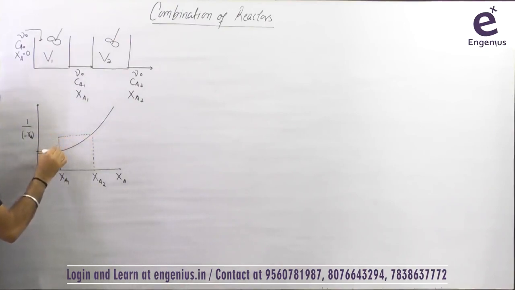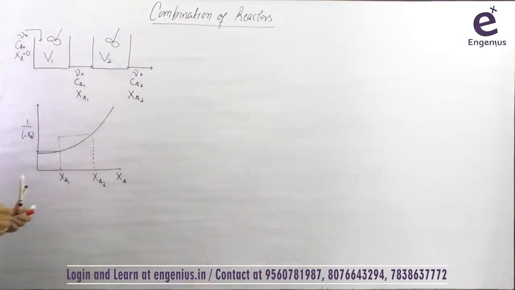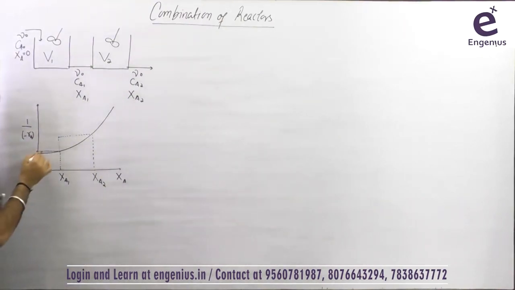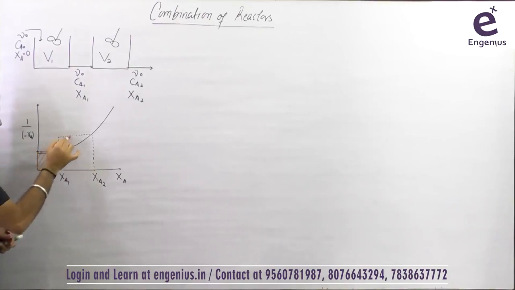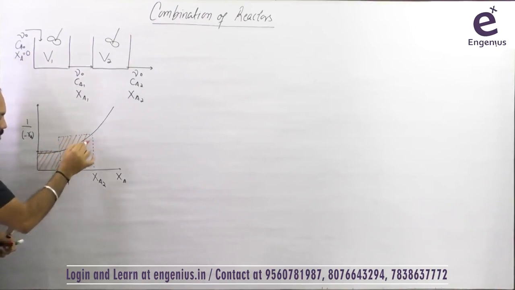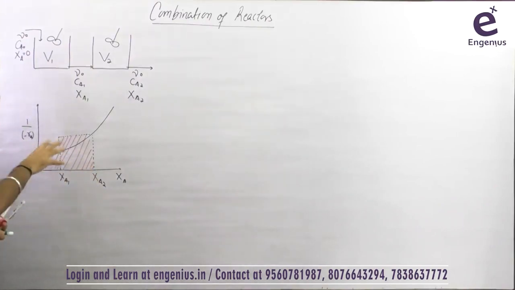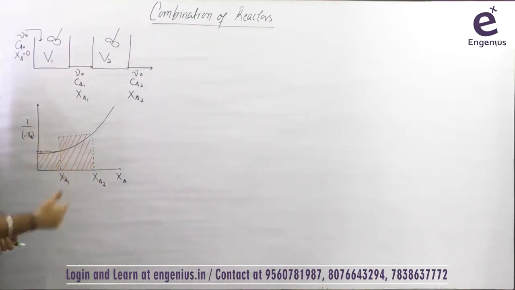This is how you represent the volume of the two CSTRs used here in this case. So let us shade it. This is the area representing the volume of the first CSTR, and this is the area representing the volume of the second CSTR. If you add more CSTRs, I can represent the volume of the reactors like this. And it is not exactly volume, you know that it is the indication of volume, right?